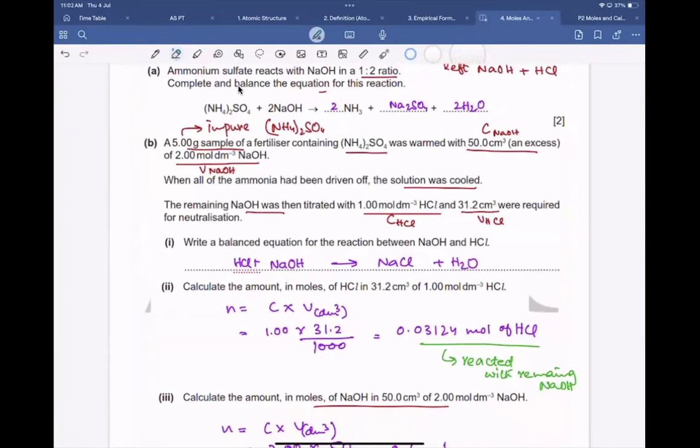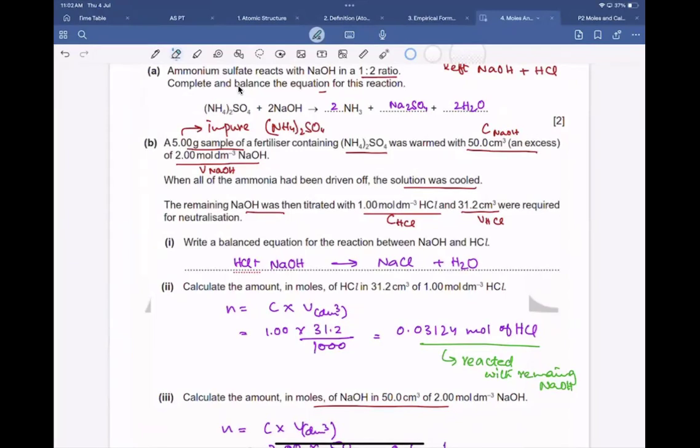this 5 gram is not whole ammonium sulfate, right? If I convert this 5 gram into moles of ammonium sulfate, do I get the correct moles? No, because it is impure. So how much ammonium sulfate would be in this? It could be 4.0, 4.2, 4.5. We don't know, right? But we know the exact moles of HCl, isn't it?